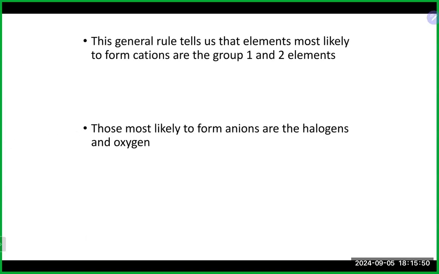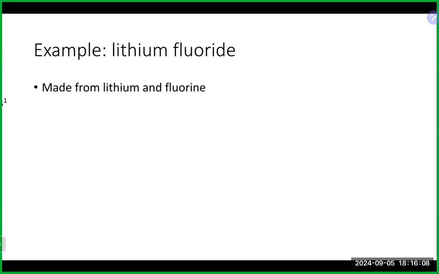All right, so the general rule tells us that our metals will form cations, and our halogens, oxygens, in that nonmetal region, a lot of times will form anions, especially when we do get a metal and a nonmetal together. So let's take a look at this. Here we have lithium fluoride, and we're going to put together lithium and fluorine. The first thing you might want to figure out is what you're dealing with. Hopefully you know lithium is a metal, and fluorine, which is fluoride, is a nonmetal.